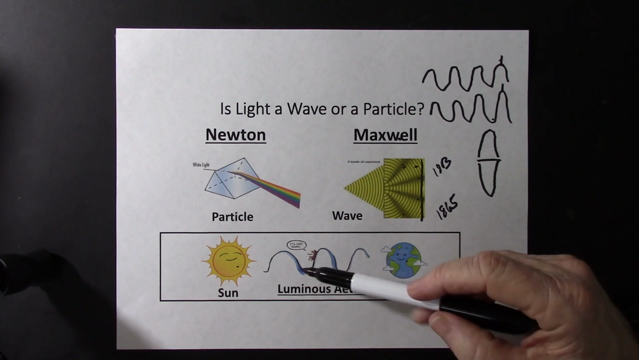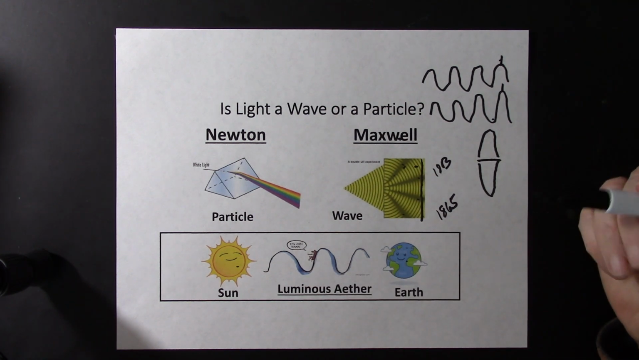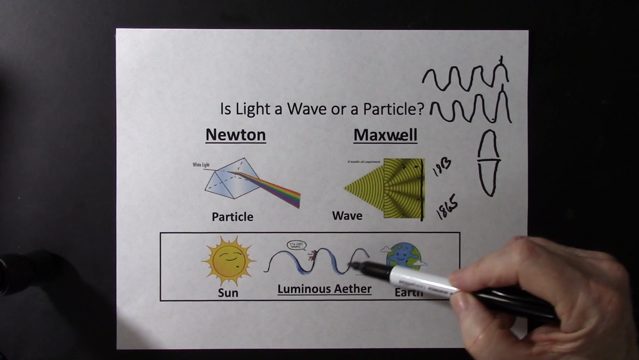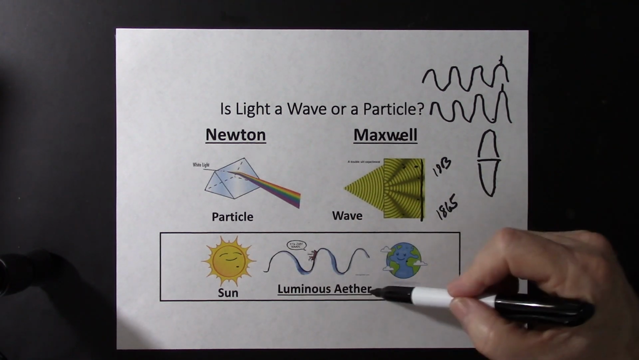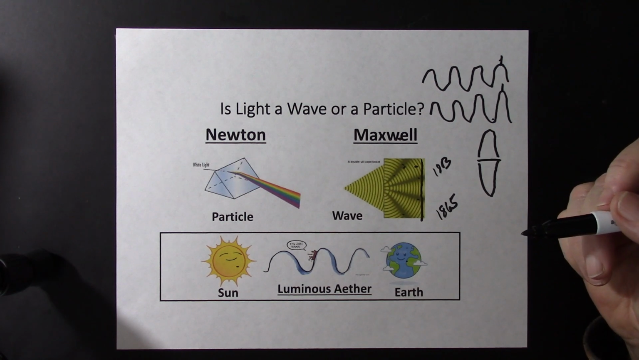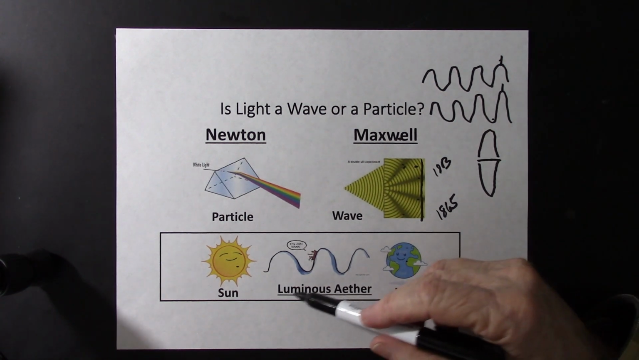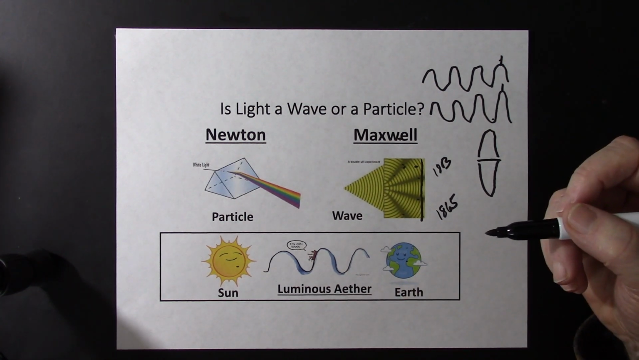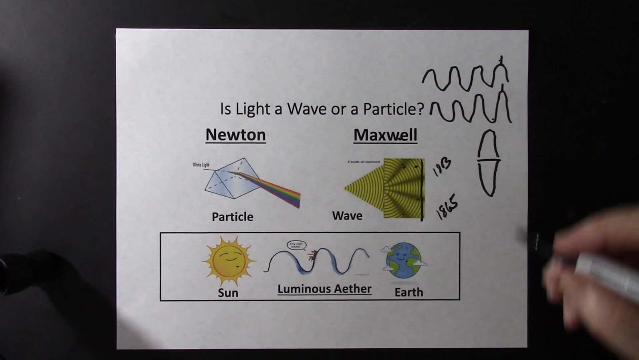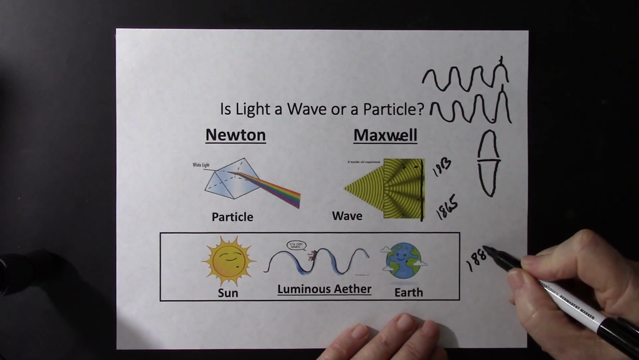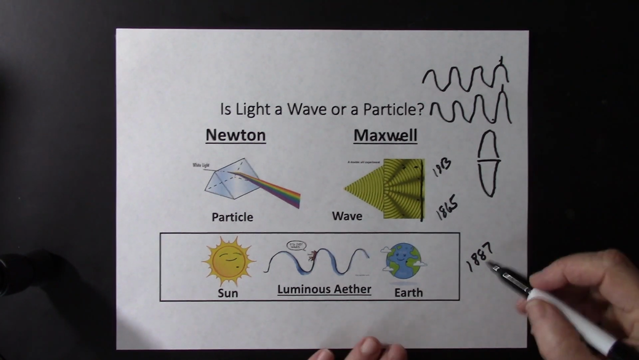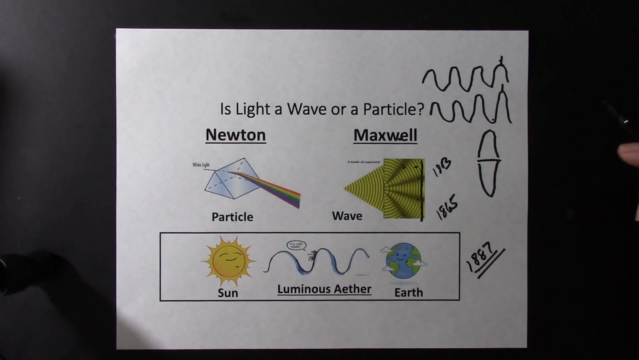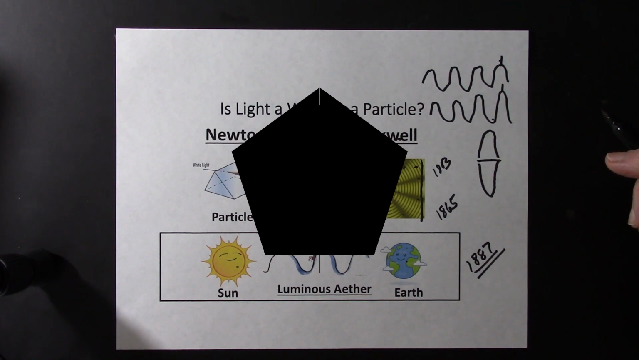And so everybody thought that there was a luminous ether that the light waves travel through, so that light could get from the sun to the earth. Most people assumed that the luminous ether exists, and nobody really bothered to check. But in about 1887, two American physicists, Albert Michelson and Edward Morley, decided to test to see whether or not the ether actually existed.